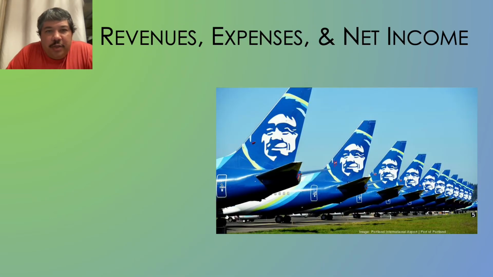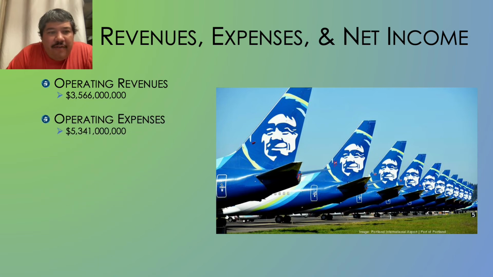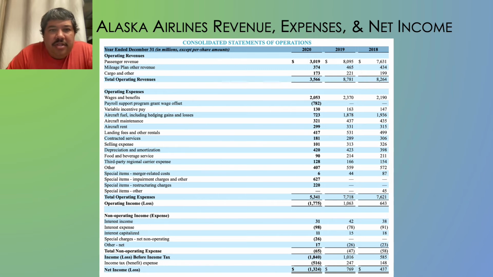Alaska Airlines revenues, expenses, and net income. They had operating revenues of $3.566 billion, operating expenses of $5.341 billion, non-operating expenses of $65 million. They had an income tax benefit of $516 million. So total net income of a loss of $1.32 billion for Alaska.